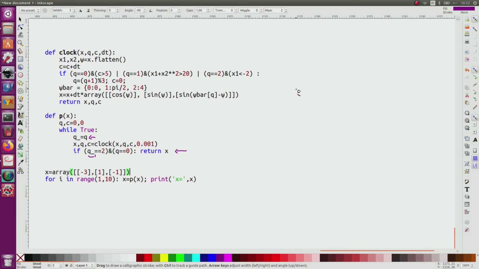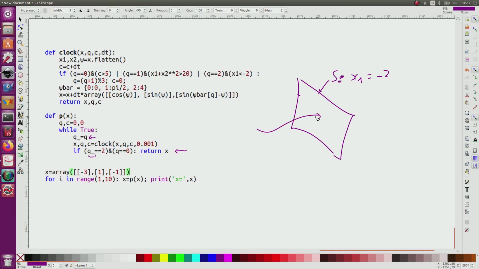Okay, so let's say what happened here. This is my Poincaré surface, which corresponds to x1 equal -2. So recall that in the trajectory, here I will have q equal to 2, and then after I will have q equal to 0. And when I'm here, this condition will be satisfied.